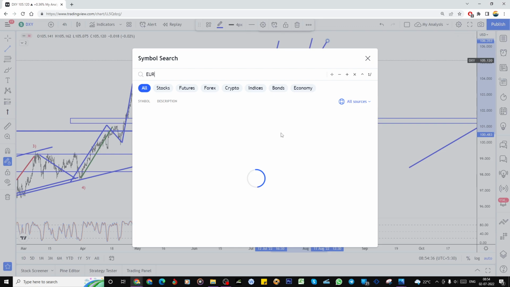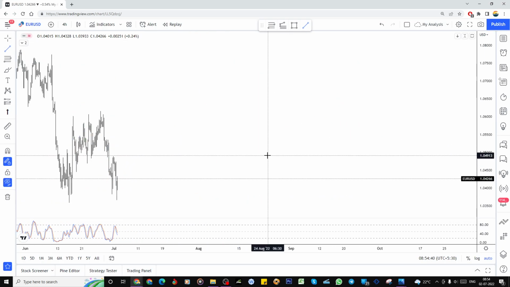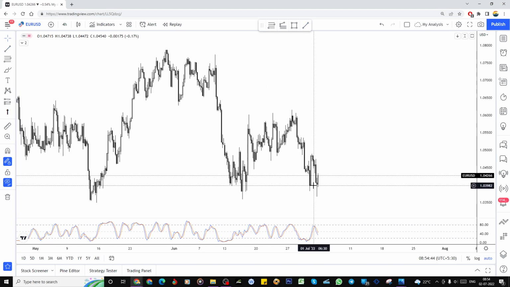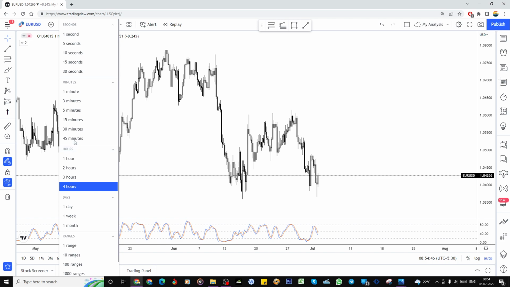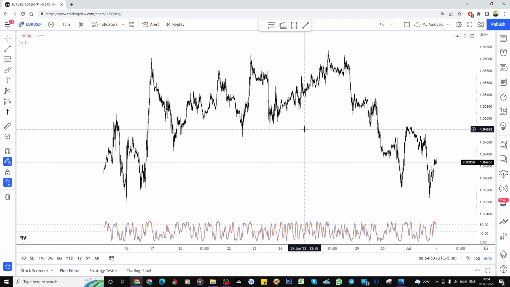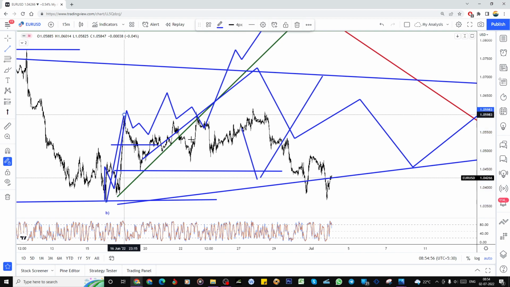So let's move on to the Euro USD. The same pattern, and what I did here is I bought at 1.0425. Here I bought, expecting this wave. On the 15-minute chart I took a buy here because I don't know whether this is the three-wave structure I'm expecting.